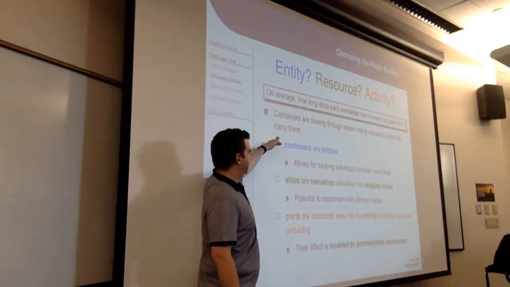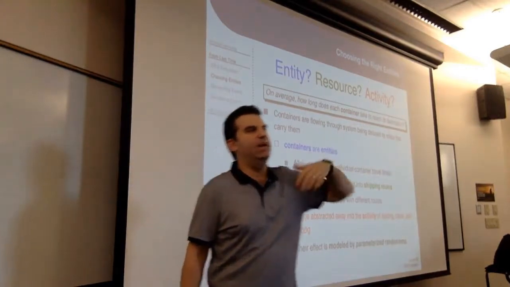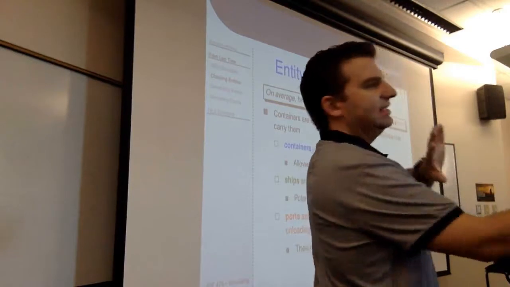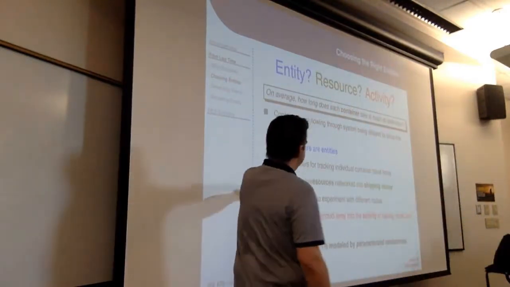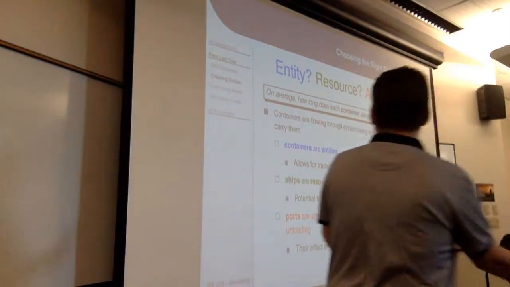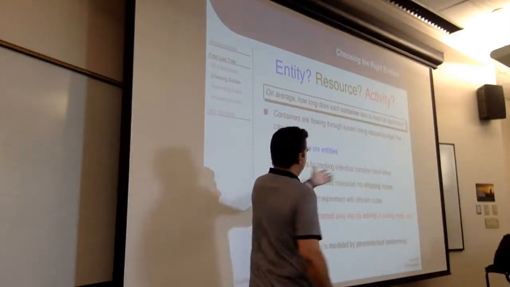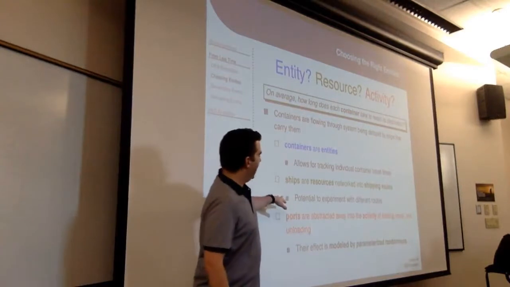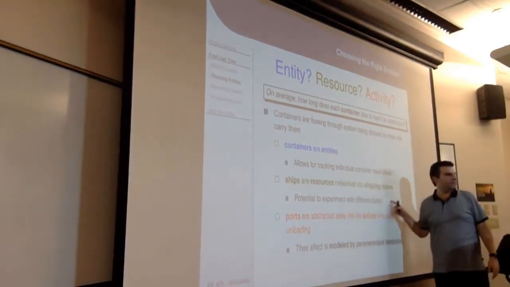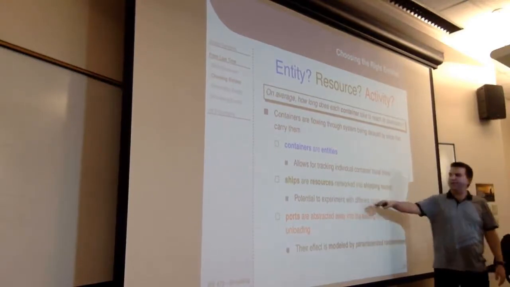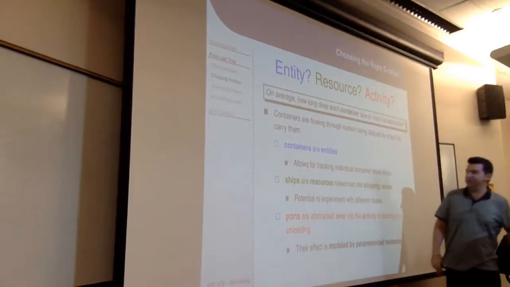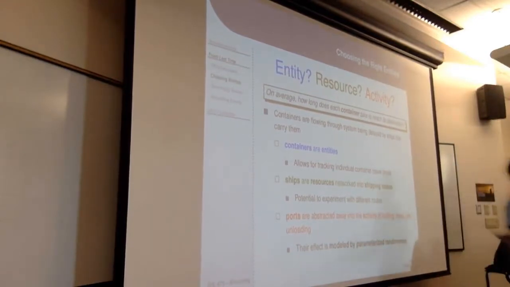So I can stamp them with an arrival time. I can stamp them with whatever time they actually reach their destination. I can see how long it took. The ships are being reused with multiple containers, and so these ships are resources that are networked into shipping routes, and that allows my operations to try different shipping routes. And if I try different shipping routes, maybe my resources will be more available so that my entities don't have to wait as long.